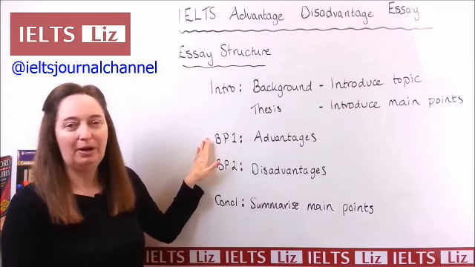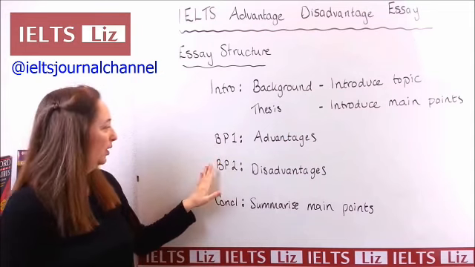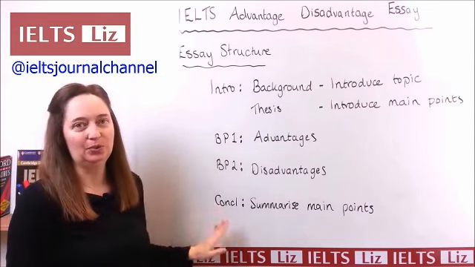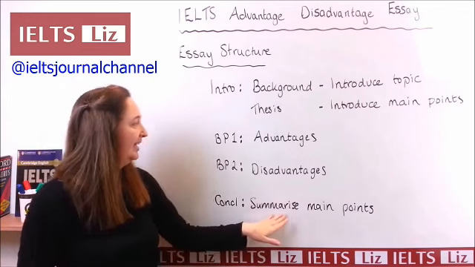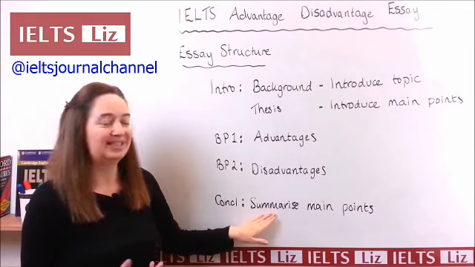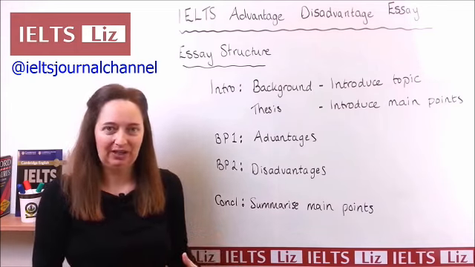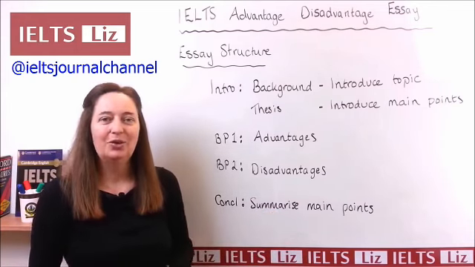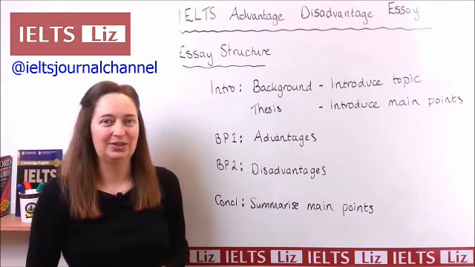Then you have 1 body paragraph for all the advantages, 1 body paragraph for all the disadvantages, and then your conclusion will summarize the main points. And again, like the thesis statement, it's difficult to summarize everything, so I'll show you very carefully how you can write that. So let's have a look again at the essay question.